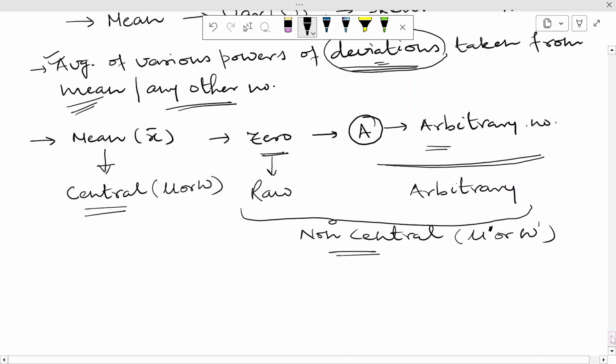So now let us write the formula. If you are calculating the rth moment, the formula is summation d^r over n, and this is for the data when you are not having any frequency involved. Or you can say that if you are dealing with an individual series, means data where no frequency is given, no discrete or continuous data.